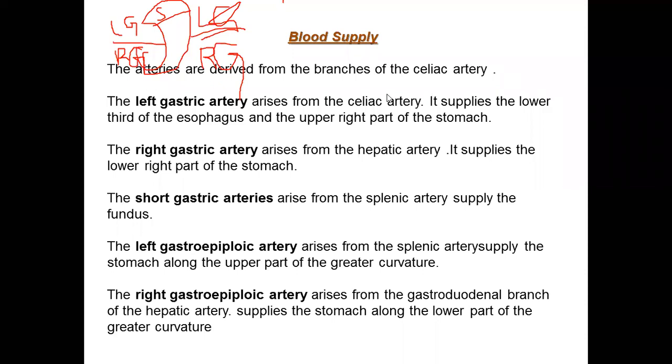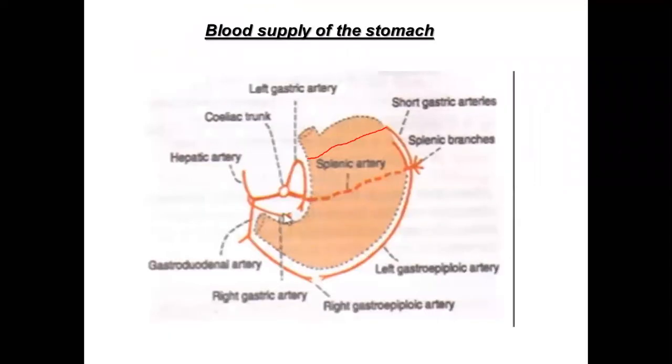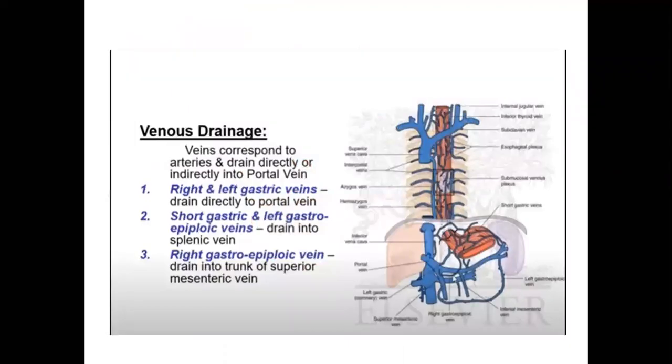Then the venous drainage is also similar to this. The right and left gastric veins directly drain into the portal vein. The left gastroepiploic vein drains into the splenic vein, which drains into the portal vein, and the right gastroepiploic vein drains into the superior mesenteric vein, which then drains into the portal vein. And short gastric veins also drain into the splenic vein, which drains into the portal vein. So eventually everything drains into the portal vein.